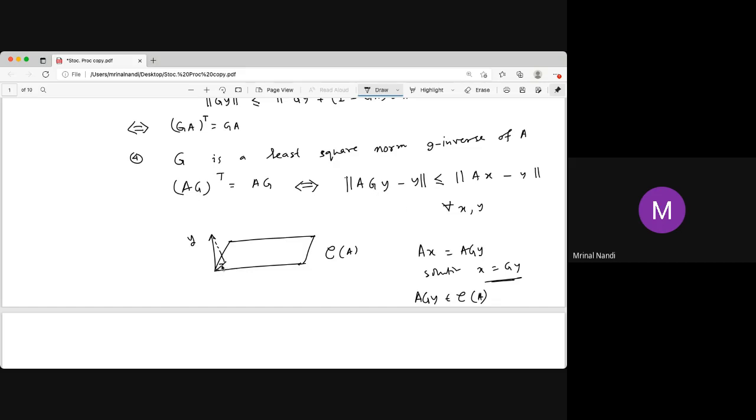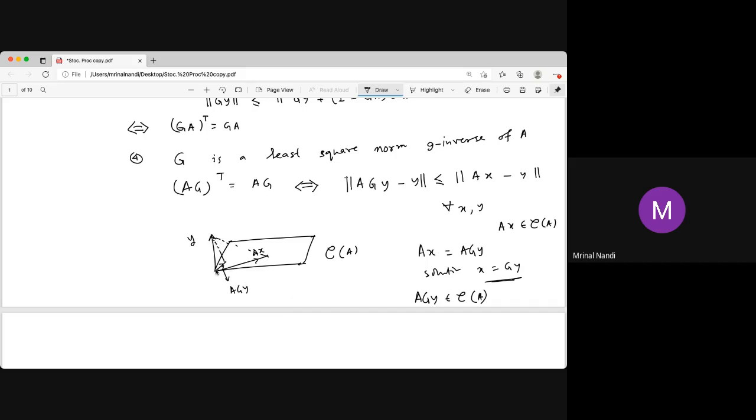Now we have to take such an element of the column space. Ax is also in the column space of A. But we are taking that Ax, that is AGy, which is the closest. The distance is the norm of this, y minus AGy, and you take any other x. This is Ax. Now this norm will be bigger than that norm. This norm is the distance between y and AGy.